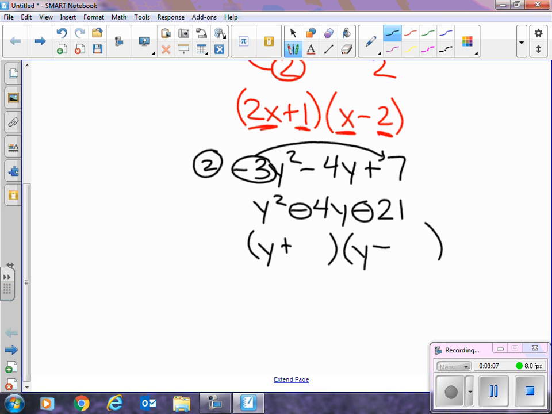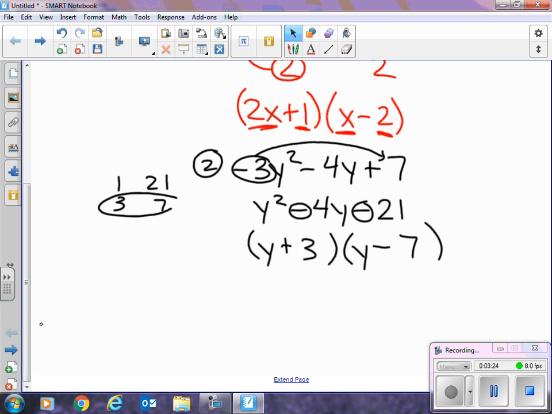So for 21, we've got to multiply to make 21 and subtract to make 4. Well, there's 1 and 21 and 3 and 7. The one that subtracts to make 4 is the 3 and the 7. 7 is the boss, so 7 goes with the minus sign and 3 with the plus. If you do your quick check, positive 3 minus 7 is negative 4. So we've got the right numbers with the right signs.